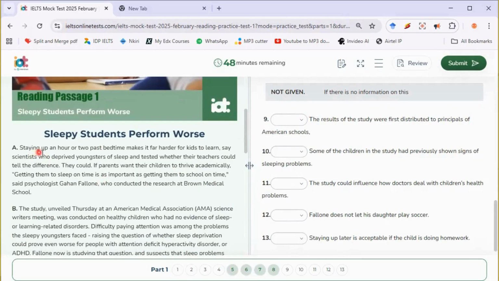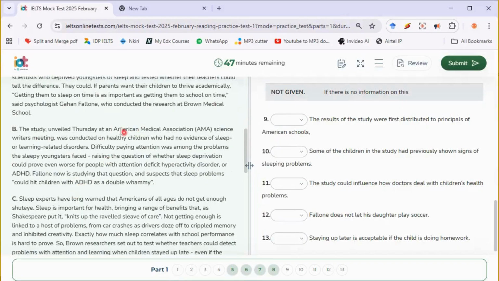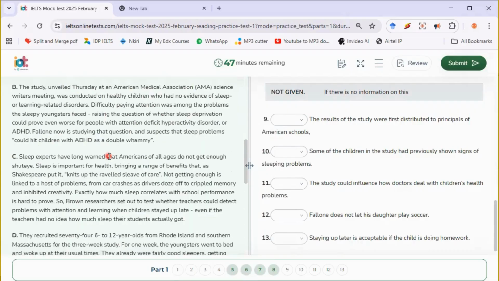Paragraph A, is there anything like American in paragraph A? No, nothing like American here. American is there, but this one is American Medical Association. It's not American school. So paragraph C, American is here, but it's not talking about American schools, principals of American schools.